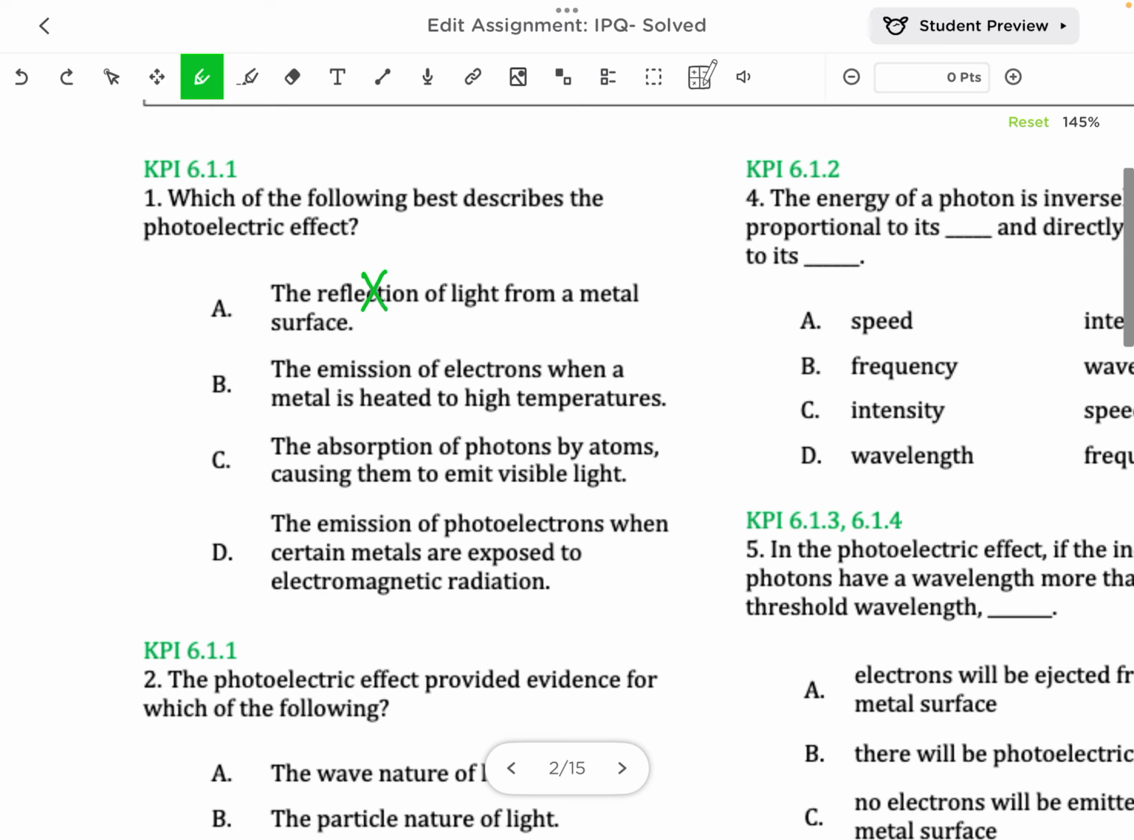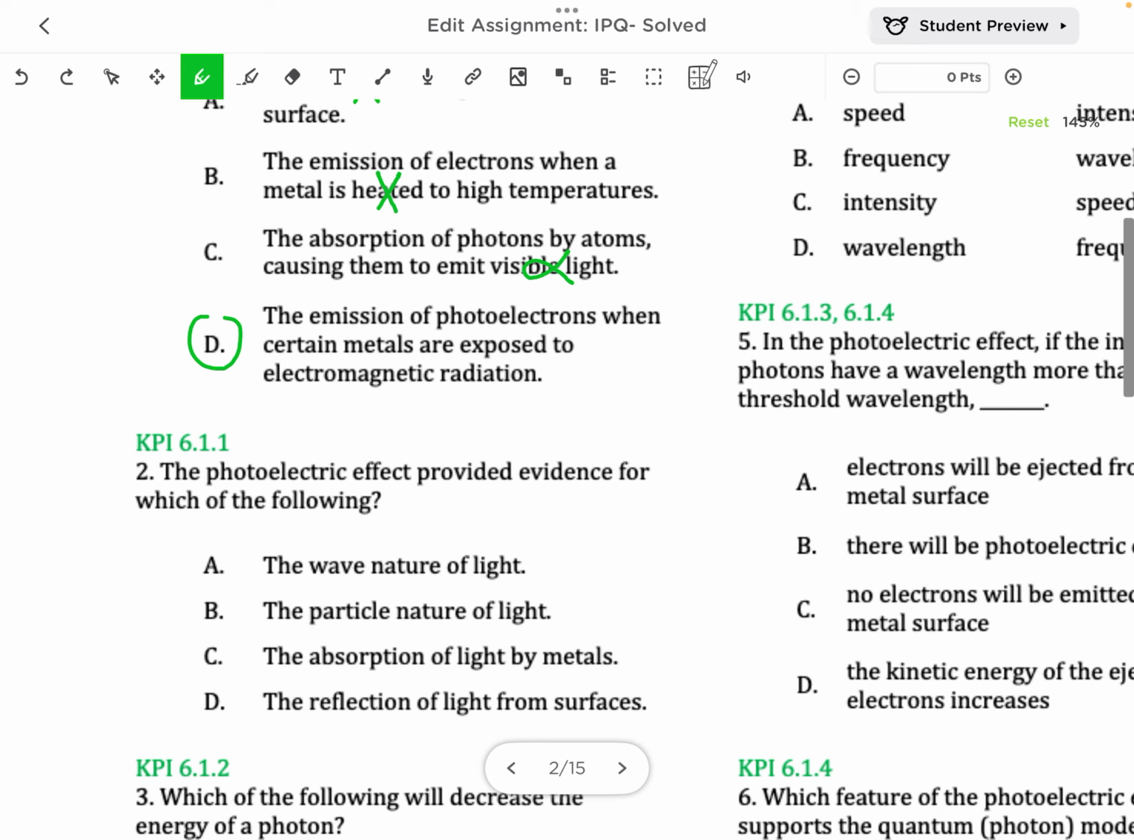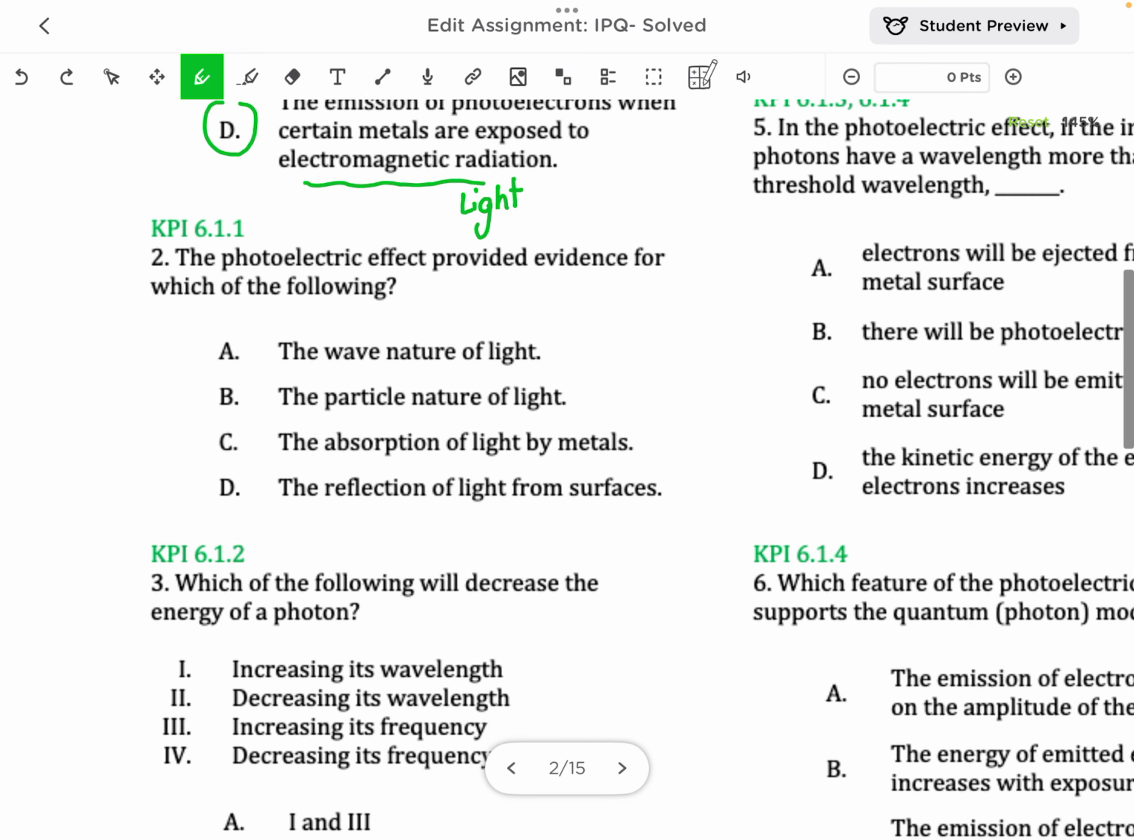It's not the reflection of light, it's not the emission of electrons when it is heated, and it's not the absorption by atoms causing them to emit visible light. It's the emission of photoelectrons when certain metals are exposed to electromagnetic radiation, or we can simply say light. The photoelectric effect provides evidence for the particle nature because it relates the wave to energy and certainly mass, acting like a particle.